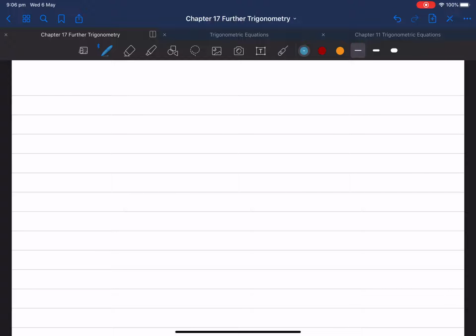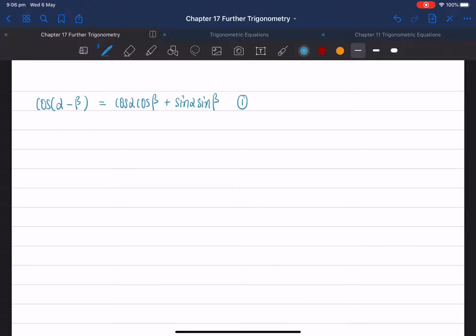Alright, so what I'm going to do is write down the first one. The first one is cosine alpha minus beta is equal to cosine alpha cosine beta plus sine alpha sine beta. That's the first one here. Now I'd like to do the second one. Alright, formula number 2.